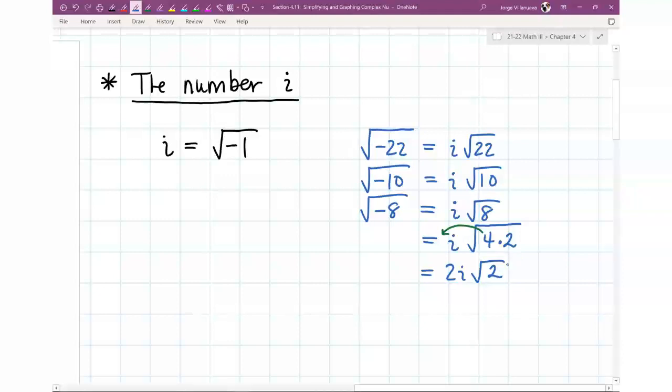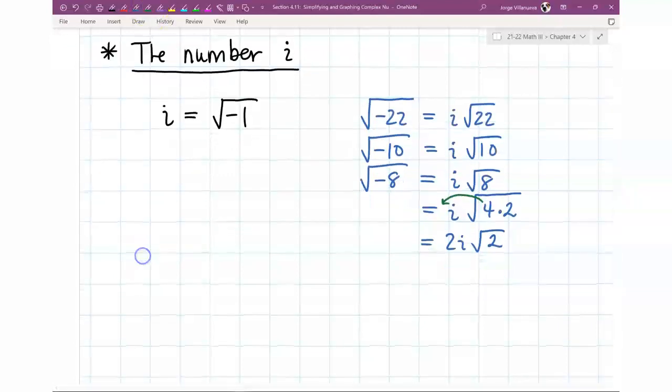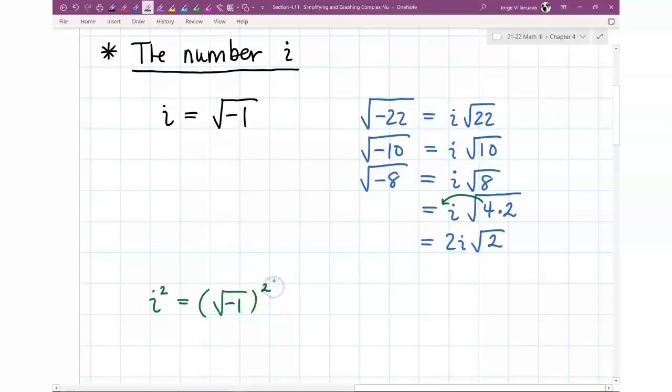But remember, the number i is the square root of negative 1. By definition, what happens if I square i? Well, that's the square root of negative 1, squared. Doesn't a square get rid of a square root? It cancels it, so this just becomes negative 1. The same thing can be done with i cubed and i to the 4th.